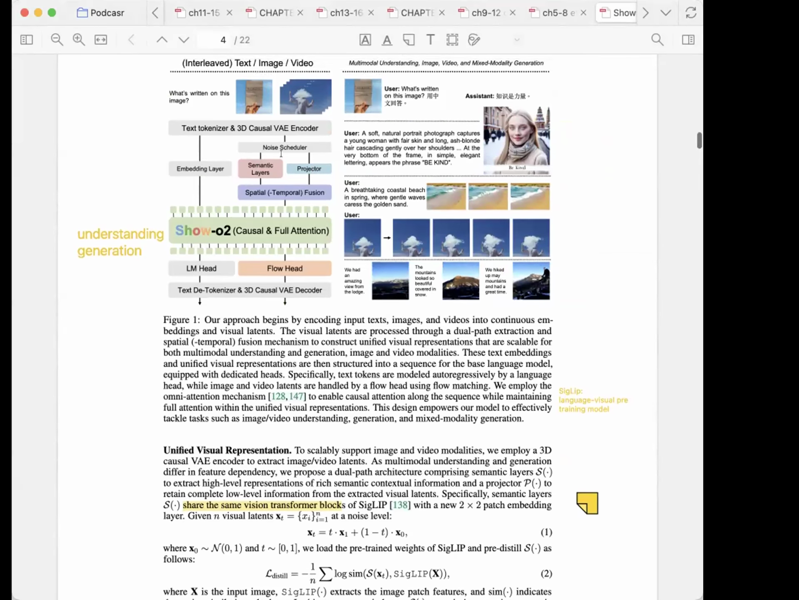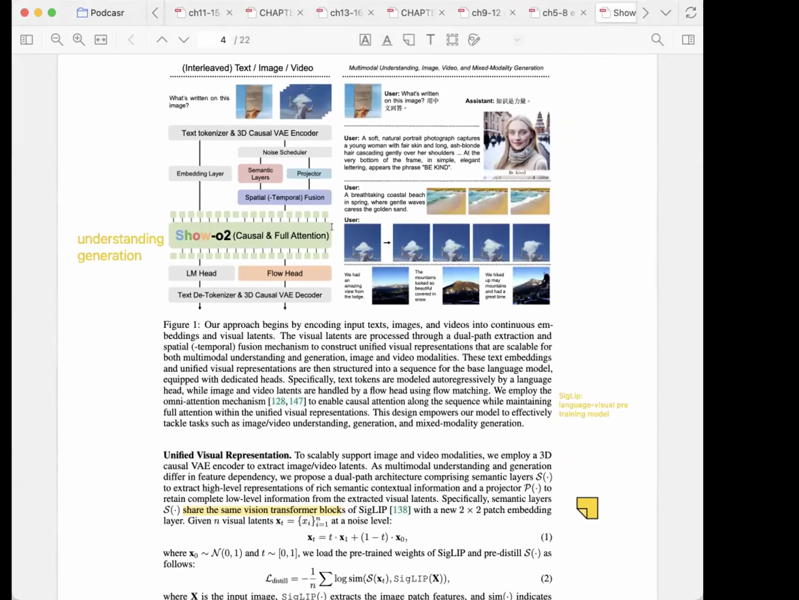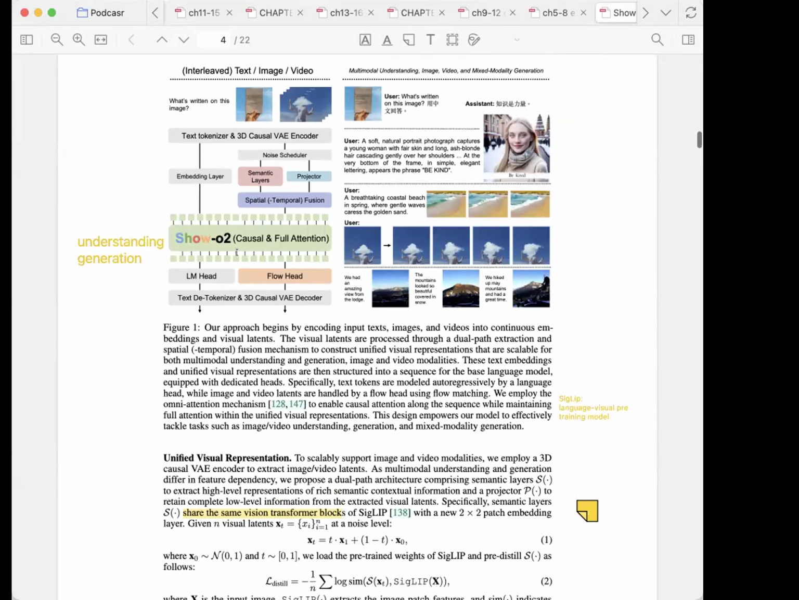After that, our input will go to spatial-temporal fusion. And here we can imagine Show-O2 as the backbone of the holistic architecture. It deals with the causal and full attention, and it will also do the cross-modality integration and reasoning. After that, it will have two heads. The first one is the autoregressive head, which deals with the language, which is the LM head. And the second one is flow matching, which deals with the image and the video, which is the flow head.